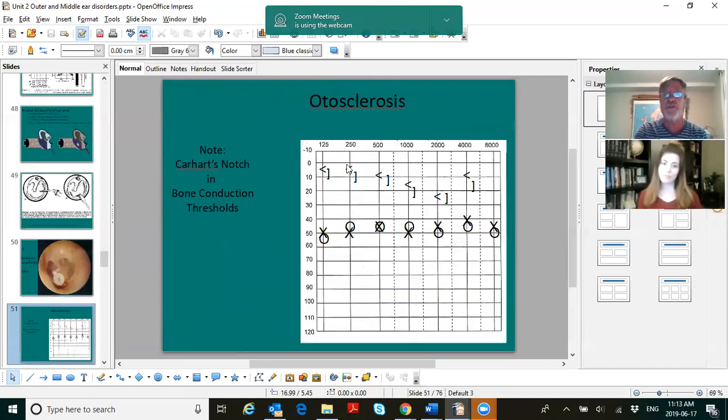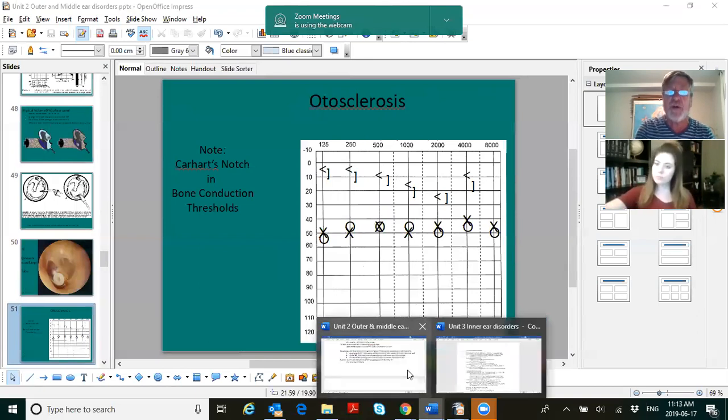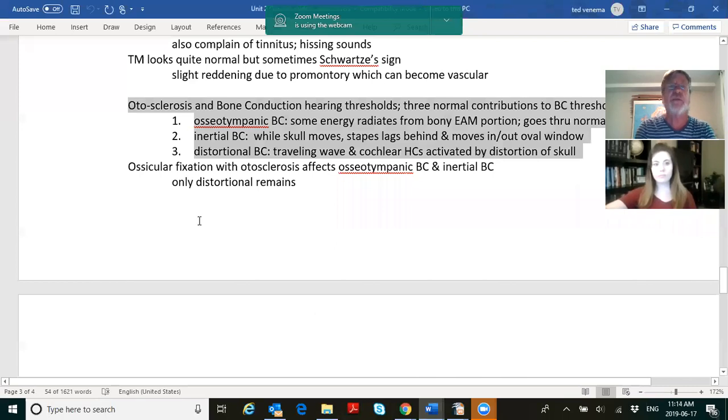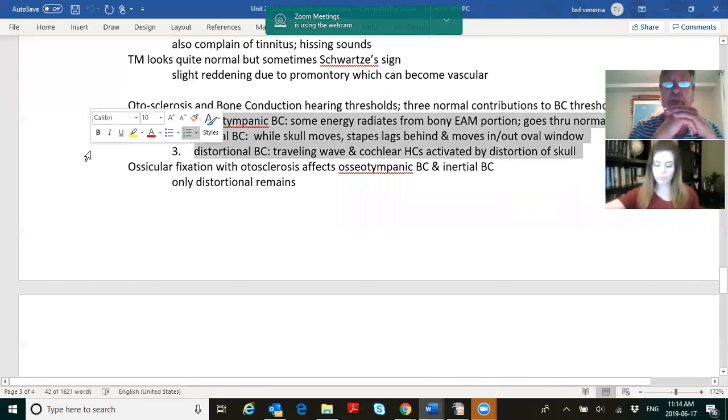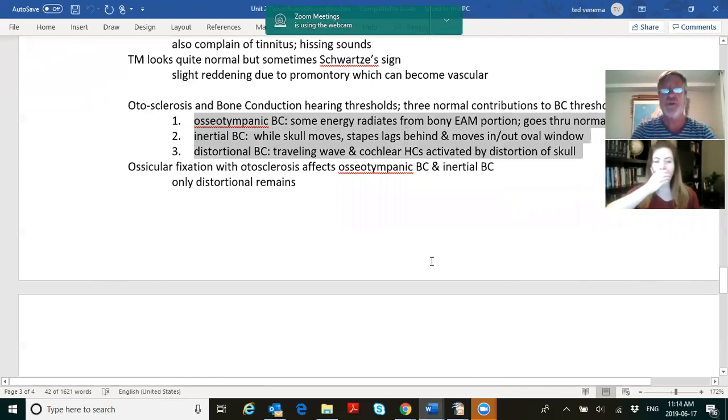There's Carhart's notch. Here's otosclerosis and Carhart's notch. A drop in bone conduction testing, or a drop in bone conduction hearing sensitivity at 2,000 hertz. And the reason that it happens at 2,000 hertz is precisely because of what's written here on the bottom of the page. When you're testing by bone conduction, 3 things contribute to the way we test by bone conduction.